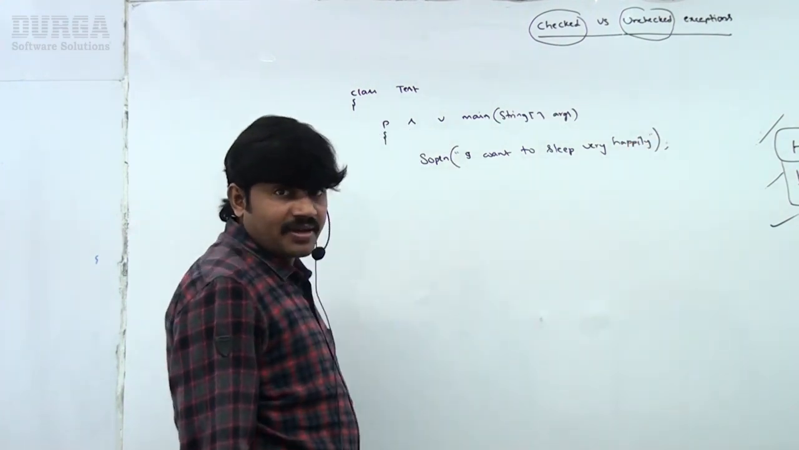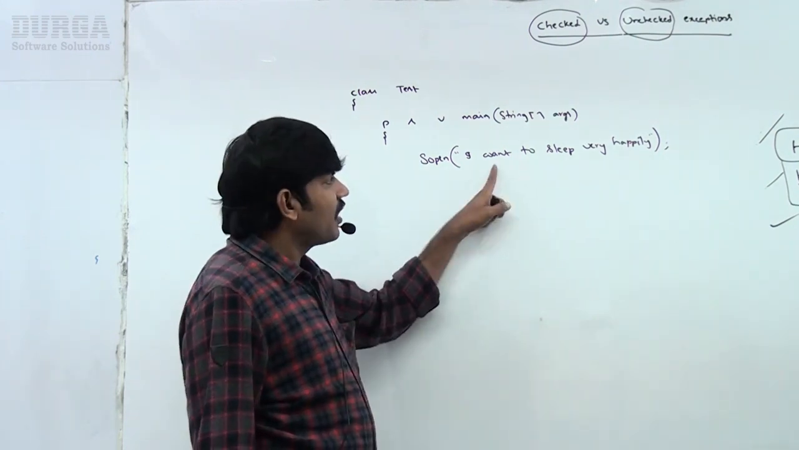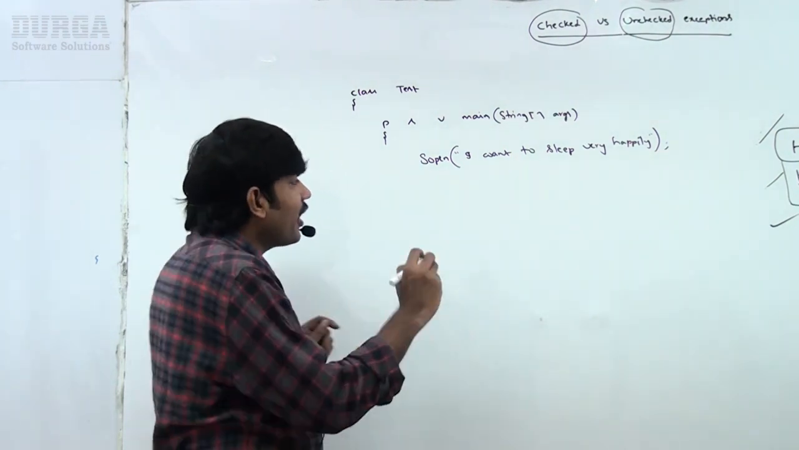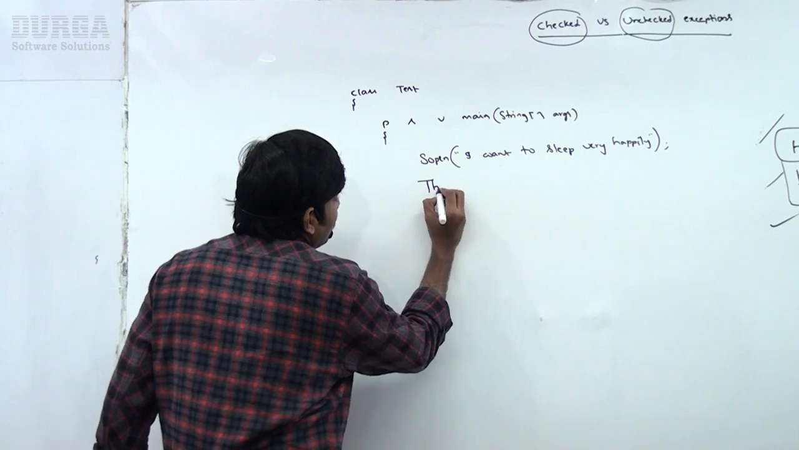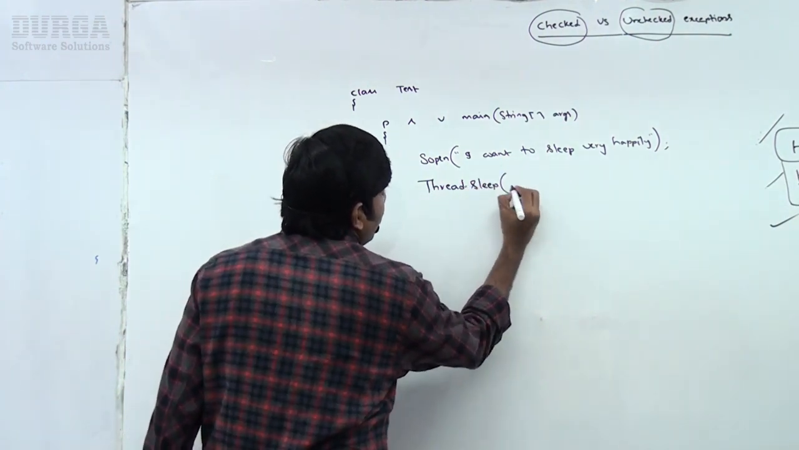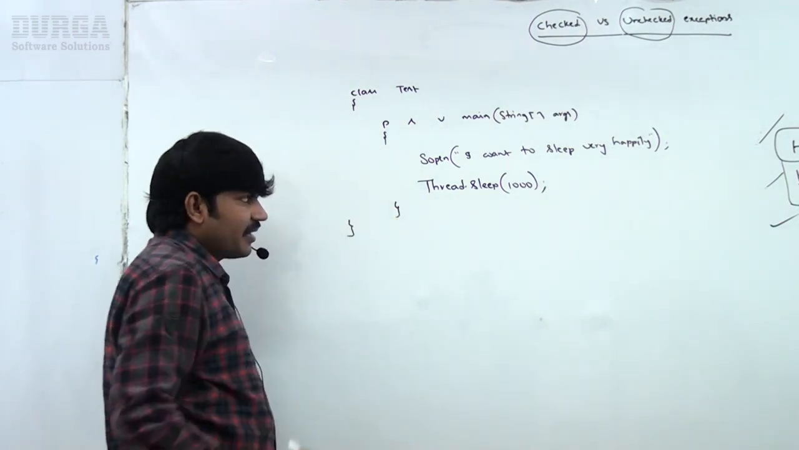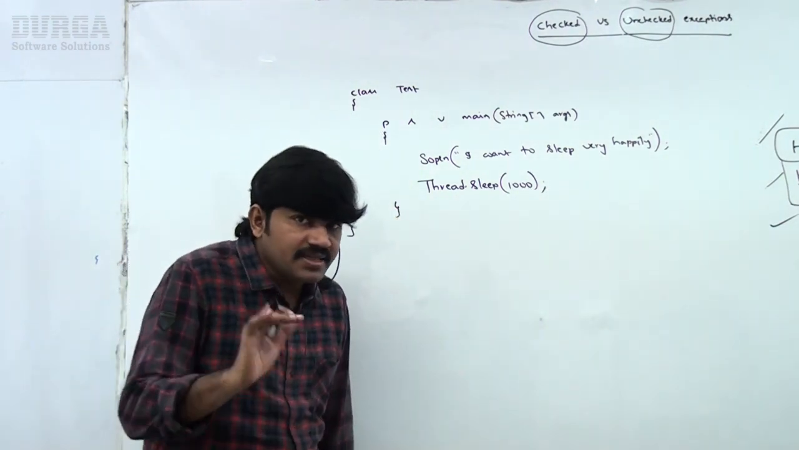Sometimes we may not have that much happy sleep, even just sleeping, that's all. I want to sleep very happily. Okay, how much time? Thread.sleep of 1000 milliseconds. Are you getting? Thread.sleep of 1000 milliseconds.